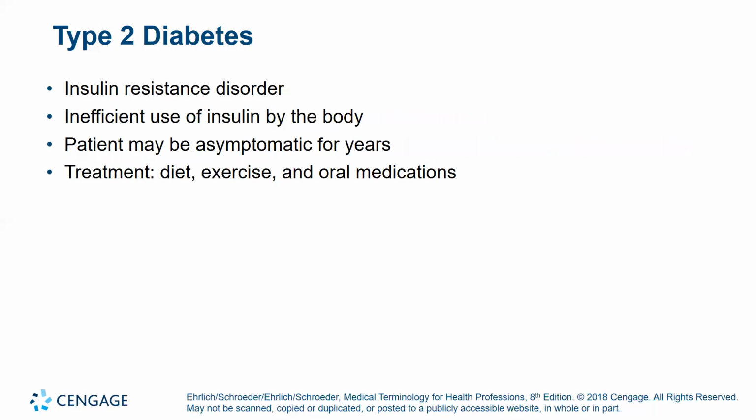Type 2 is an insulin-resistant disorder. This is insufficient use of insulin by the body. The patient may be asymptomatic for years. Treatment is diet, exercise, and oral medications for type 2.